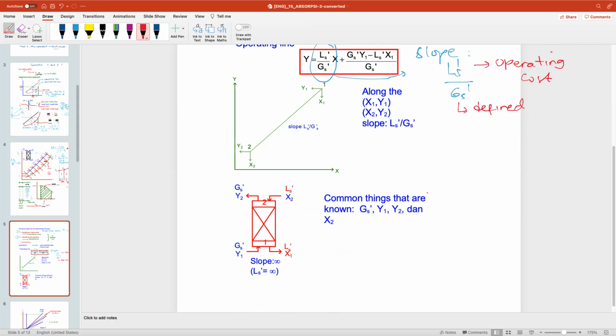So the common things that we know: first we know the GS, we know the Y1, we know the Y2, and also we know the input of the X2. Yeah, we know the X2, because we know what the fresh solvent is. Sometimes, because the solvent came from the desorption column, the regeneration column, not all of the solute is removed, so we still have a little bit of solute there.